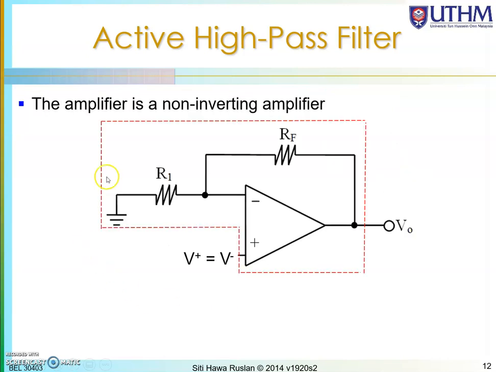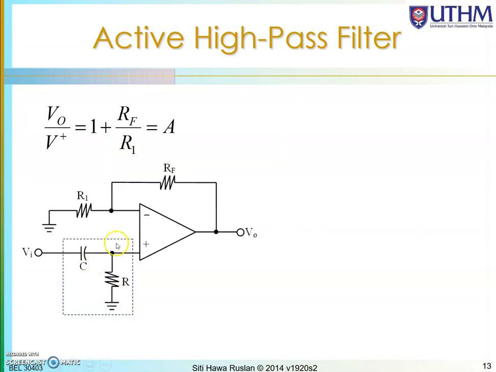And then for the amplifier, it is a non-inverting amplifier, RF over R1 plus 1, since the input is coming to the positive terminal. So you will have a gain of this. Okay, VO over V plus will be 1 plus RF over R1. Just now, the gain, this is coming from the filter just now.